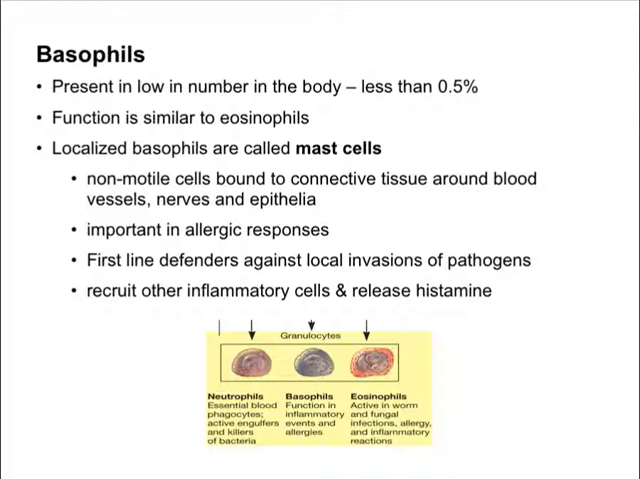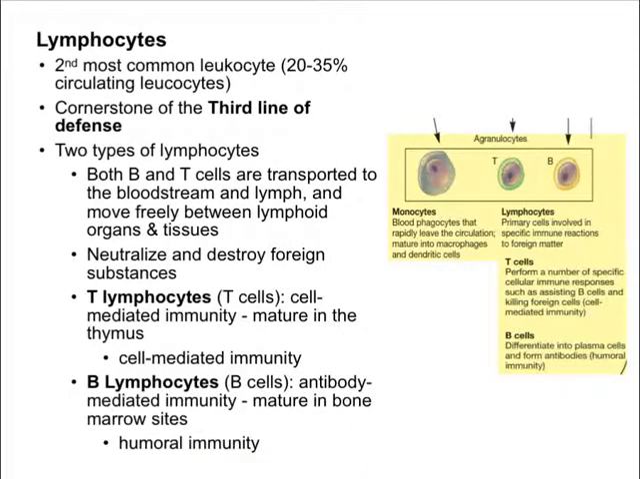Now we move on to the agranulocytes. The agranulocytes include the monocytes and the lymphocytes.